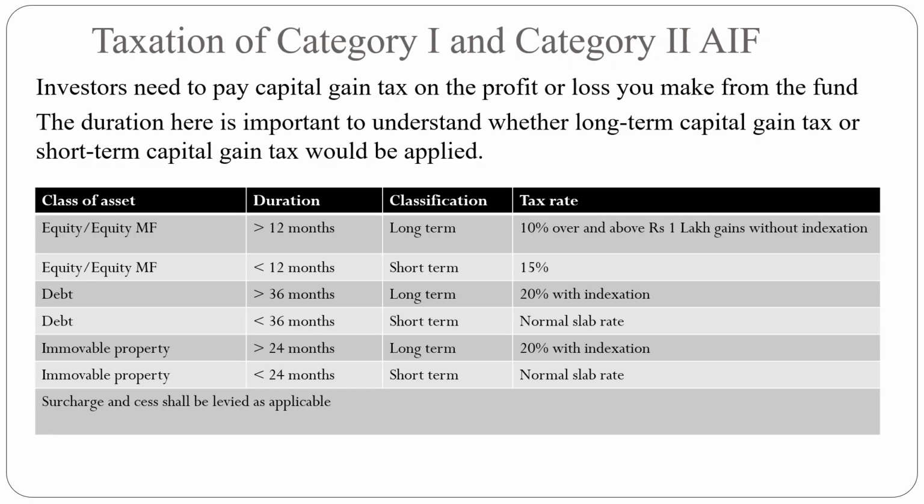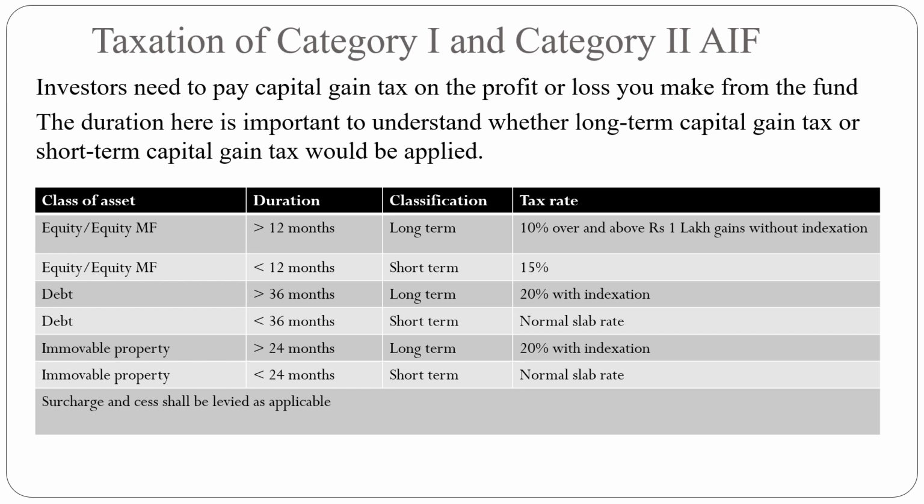Now, taxation of Category 1 and Category 2 AIF: investors, meaning unit holders, need to pay capital gains tax on the profit or loss they make from the fund. The duration is important to understand whether long-term or short-term capital gain tax will be applied. In the case of equity, more than 12 months, long-term 10%. In the case of equity, less than 12 months, short-term 15%. In the case of debt, 36 months, long-term 20%. Less than 36 months, short-term, normal slab rate.